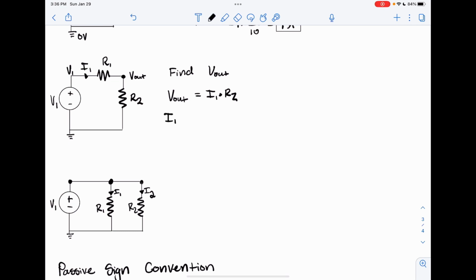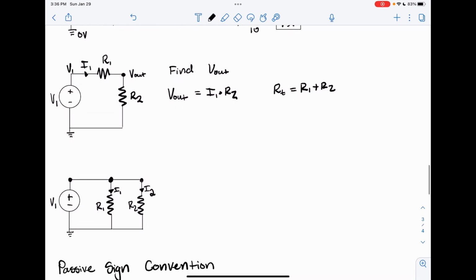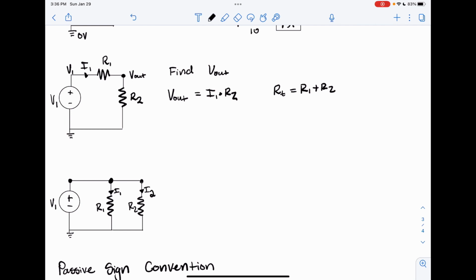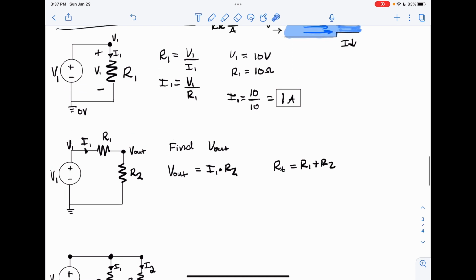I1 is going to be, we're going to have to write an equation that expresses these two resistors in terms of one resistance. So let's say, since these are in series, that these resistances are going to add. So R total, or RT, is equal to R1 plus R2. Now, if I simplify those two resistors into one resistor, then I'm going to have a circuit that looks very, very similar to this.